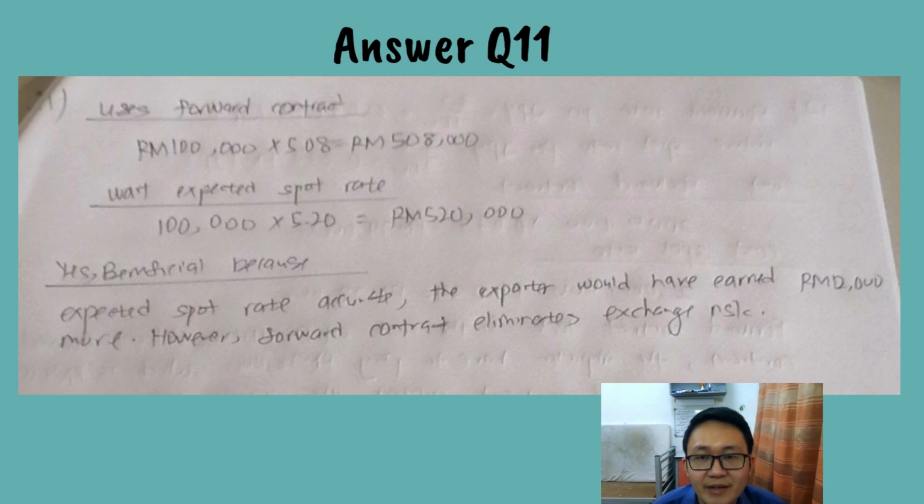By using the forward contract, they can get RM508,000, but if they use the expected spot rate, they can get RM520,000. So the forward contract is considered beneficial. This is because if the expected spot rate is accurate, the exporter would have earned 12,000 more. However, the forward contract can help eliminate the exchange risk.